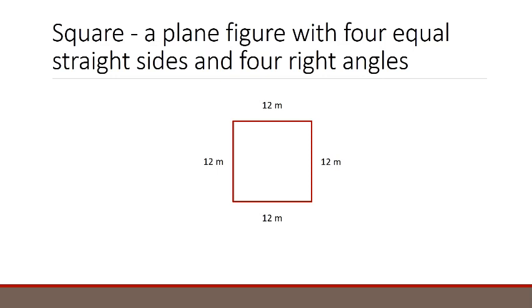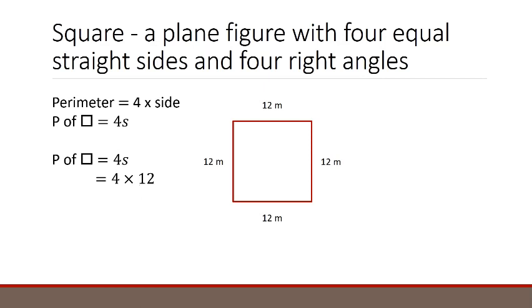Our first shape is a square. This is a plane figure with 4 equal straight sides and 4 right angles. The perimeter is simply 4 times the length of one side. So P equals 4S. So we write the formula and we substitute S, in this case 12 metres. 4 times 12, 48 metres. And that's the distance around the outside.